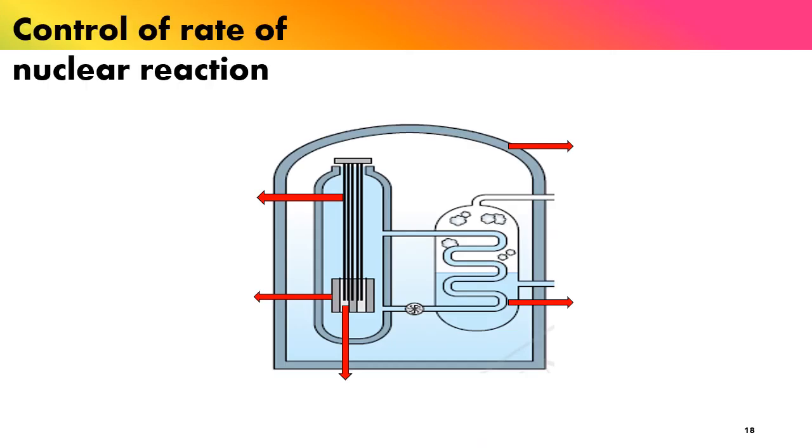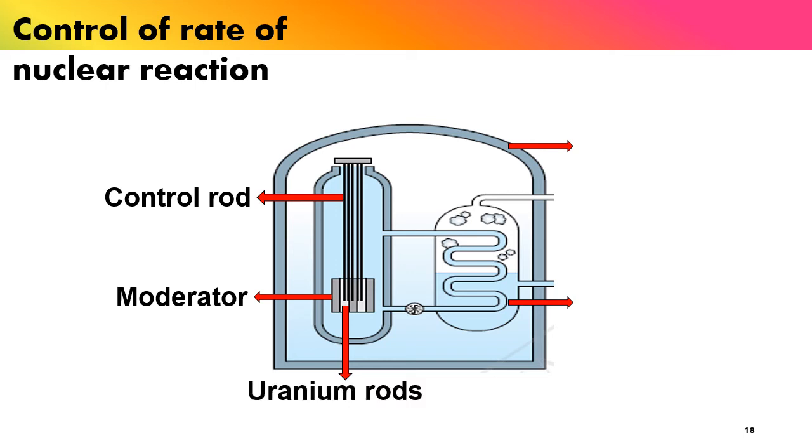So there are several components to control the rate of nuclear reaction in a nuclear reactor. The first one is the control rod. Okay, this one controls the reaction rate by absorbing excess neutrons. It is made of boron or cadmium. The second one here is the moderator. The function is to slow down the fast-moving neutrons released so that nuclear fission can occur. And it is made from materials such as graphite or water. So the last one at the bottom here is the uranium rod. It is used as fuel for producing nuclear energy through nuclear fission reaction.